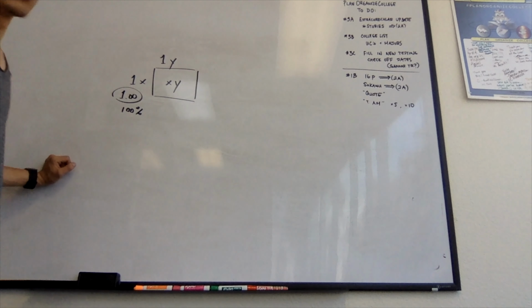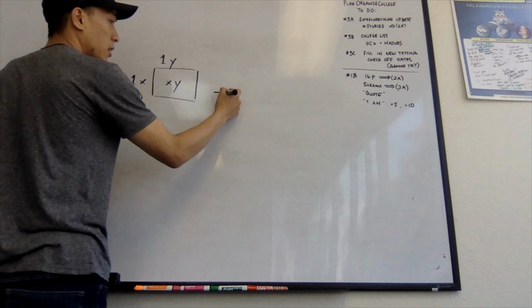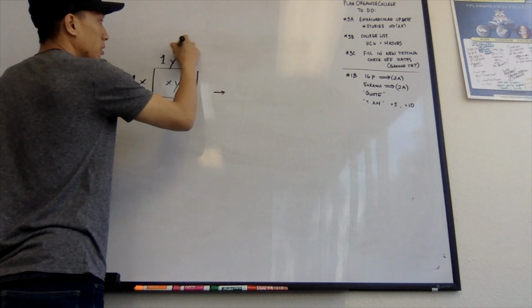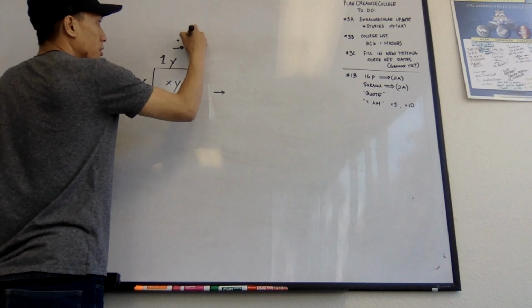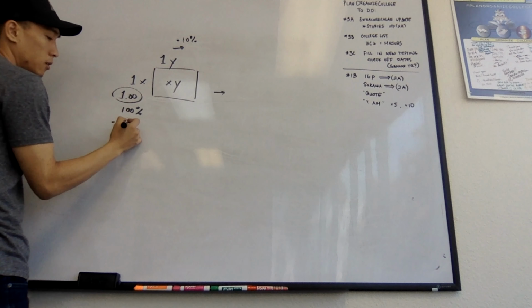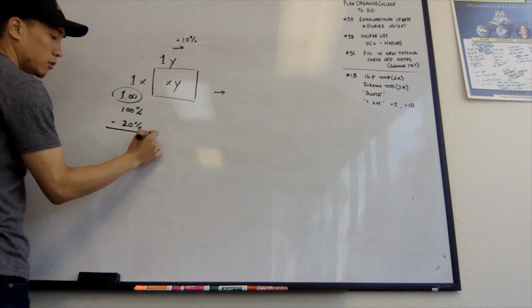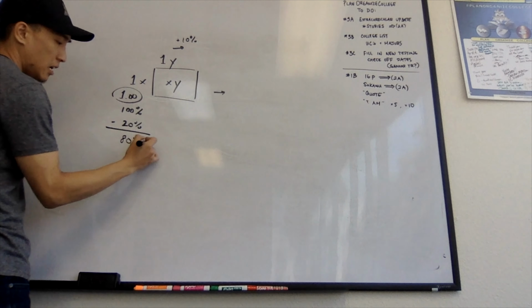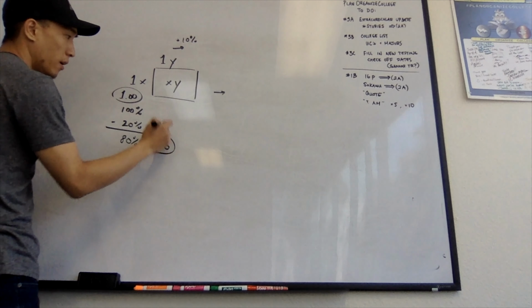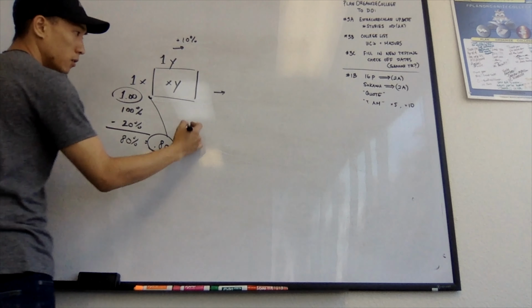So what was this one? This one increases what side? This width increased by 10%. Width increases by 10%. So we'll say plus 10%. And then the length is decreased by 20. So that's 80%. 80% is 0.80, right? 0.80 of x is our new one.